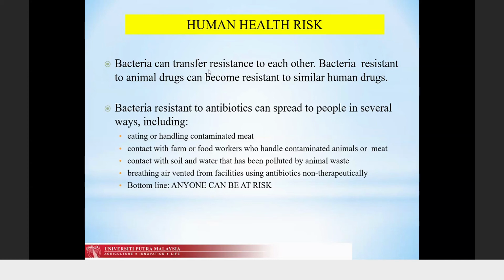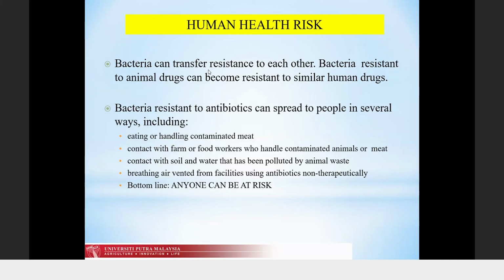So bacteria resistant to antibiotics can spread to people in several ways, including eating or handling contaminated meat, meat that has been contaminated has got the resistant bacteria. Contact with farm workers who handle contaminated animals or meat. So the farm has got the resistant bacteria, and food workers. So these people who work in the farm must take care of their hygiene. If they are cleaning their hands all the time, washing and preventing infection and so on, then this problem wouldn't be there.